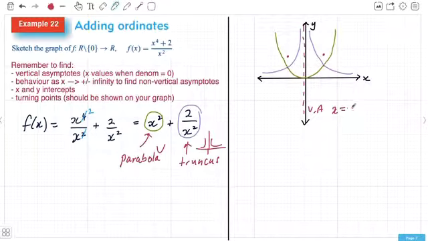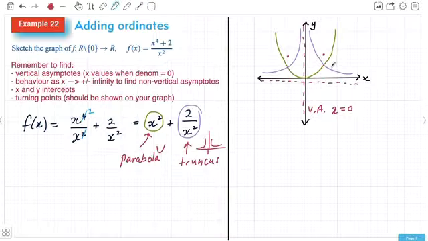So I'm just going to put that there. And you can see here that is also given in the function. We know that x can't be 0. It's all the reals except for 0. So we have a vertical asymptote there. We also have a horizontal asymptote here as well for the truncus. It's a kind of behaviour line for that truncus.